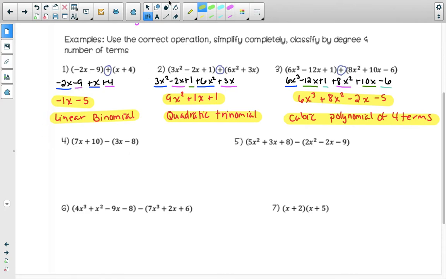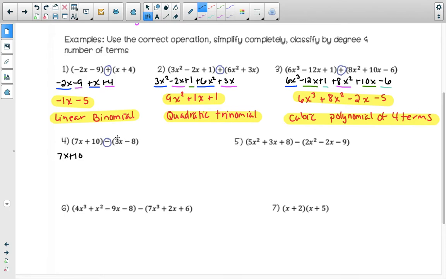On the next problem, we again look to see what's happening between the two sets of parentheses, which is a subtraction sign. So we're not going to be multiplying the variables together. So let's rewrite this. We have a positive sign in front of our first set of parentheses, so everything stays the same. So we have 7x plus 10. We have a negative sign in front of the next one, so that means that all of these signs change.